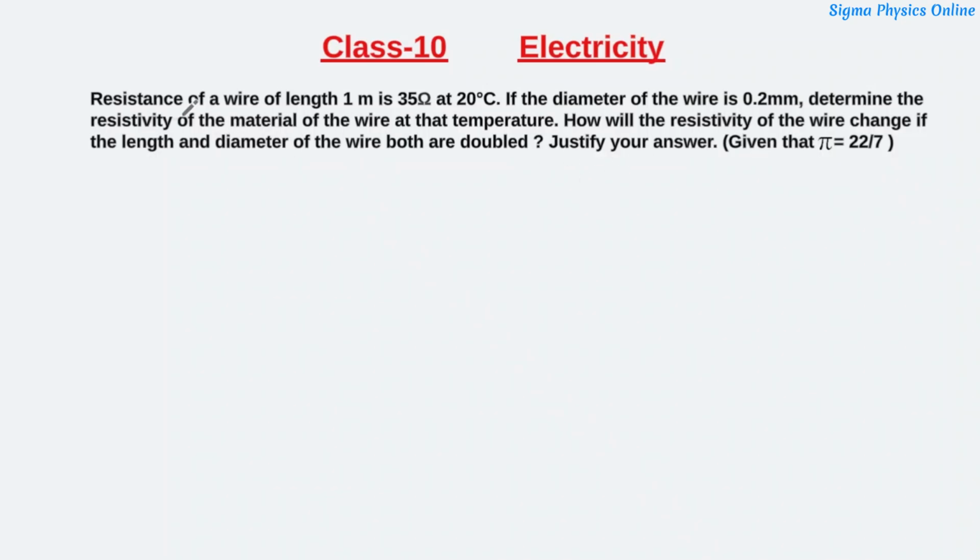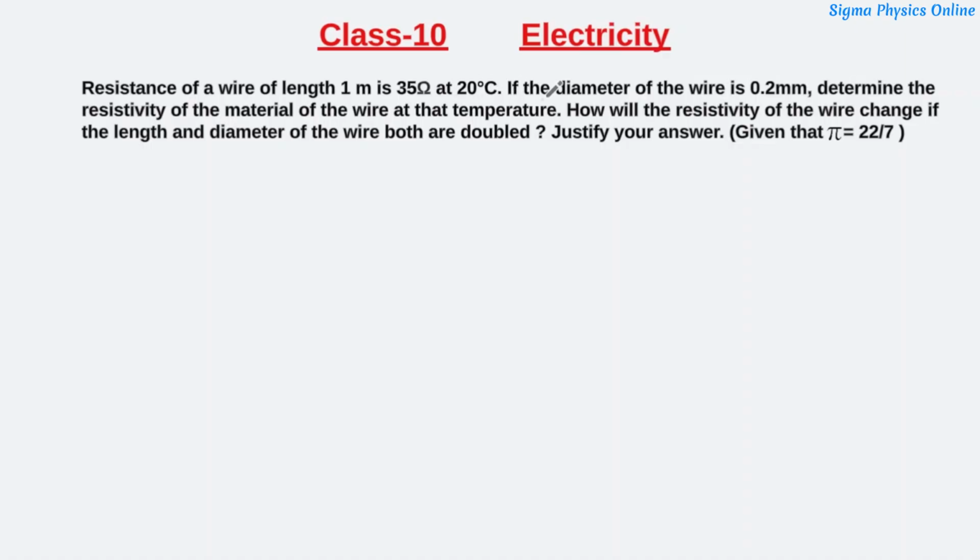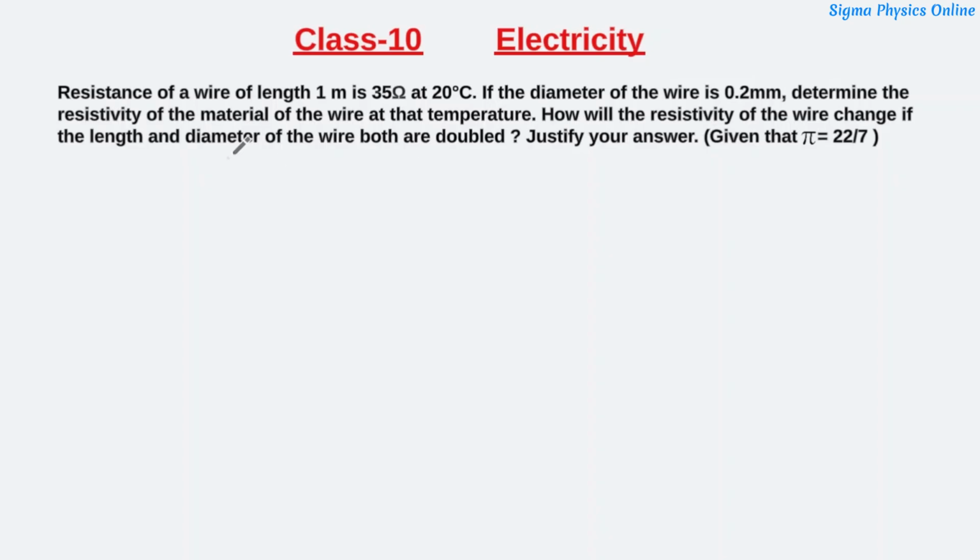The question is: the resistance of a wire of length 1 meter is 35 ohm at 20 degrees Celsius. If the diameter of the wire is 0.2 millimeter, determine the resistivity of the material of the wire at that temperature. How will the resistivity of the wire change if the length and diameter of the wire both are doubled? Justify your answer, given that pi is 22 by 7.